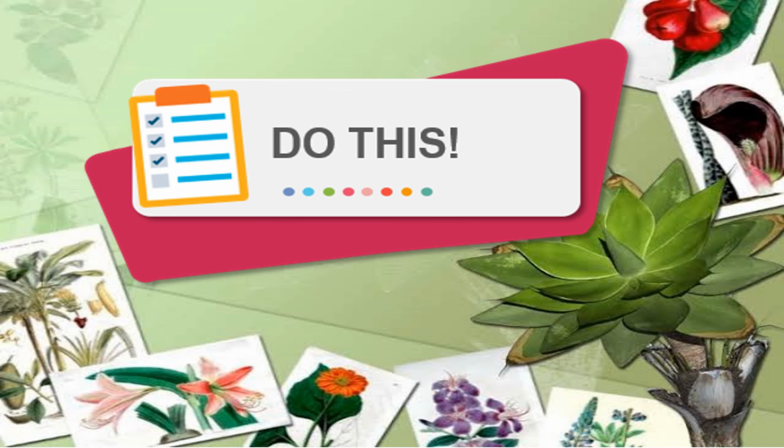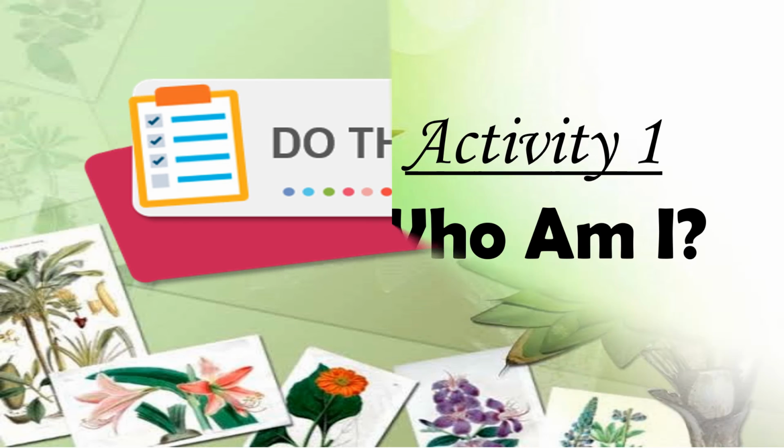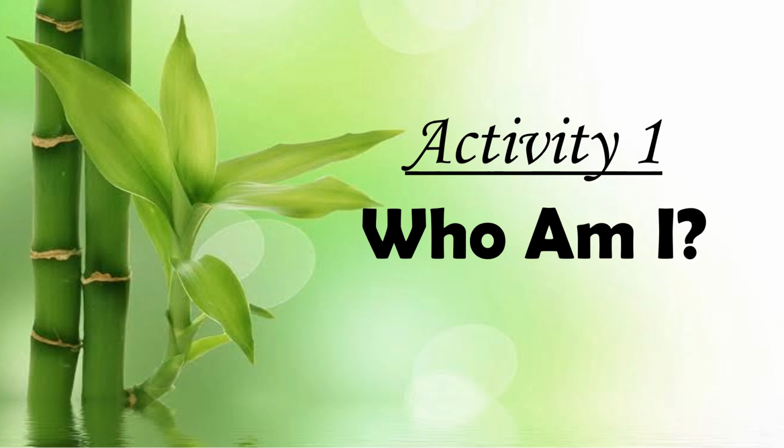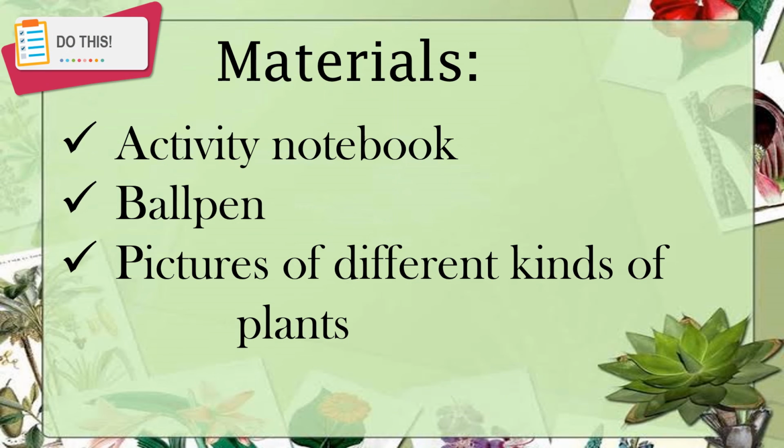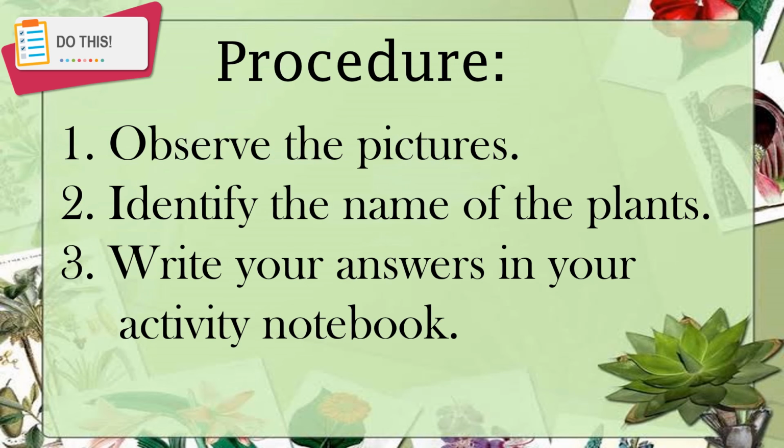Do this activity. Activity 1 entitled Who Am I? Materials needed are activity notebook, ball pen, and pictures of different kinds of plants. The procedures are: observe the pictures, identify the name of the plants, write your answers in your activity notebook.